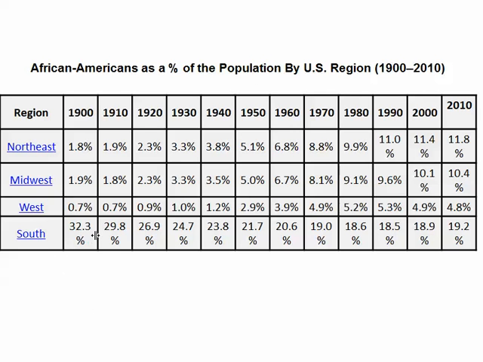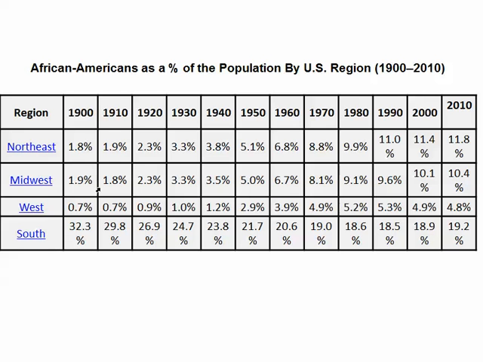Look at that trend, 32.3 to 29.8, and it keeps on decreasing down to 19.2%. So we see African Americans leaving the southern region. Well, where are they going? All we have to do is look at which numbers are increasing. If we look at the Northeast, from 1.8 to 2.3, 3.3, we see those numbers increasing. So African Americans are leaving the South and going Northeast.